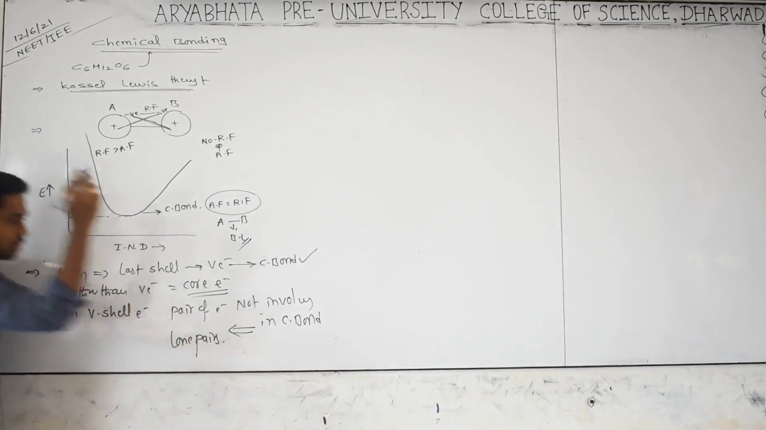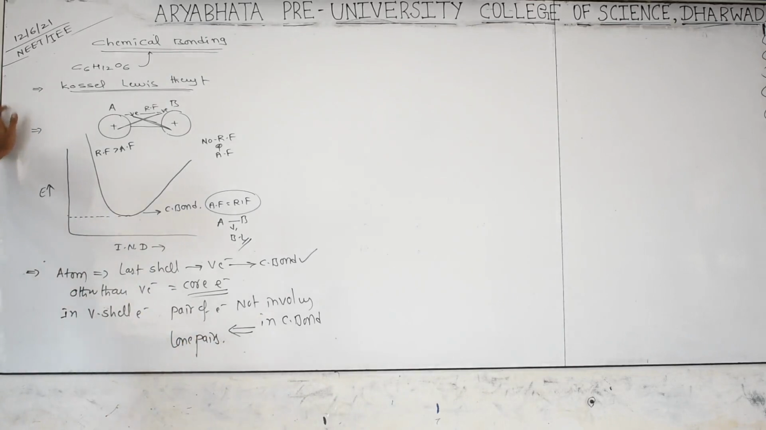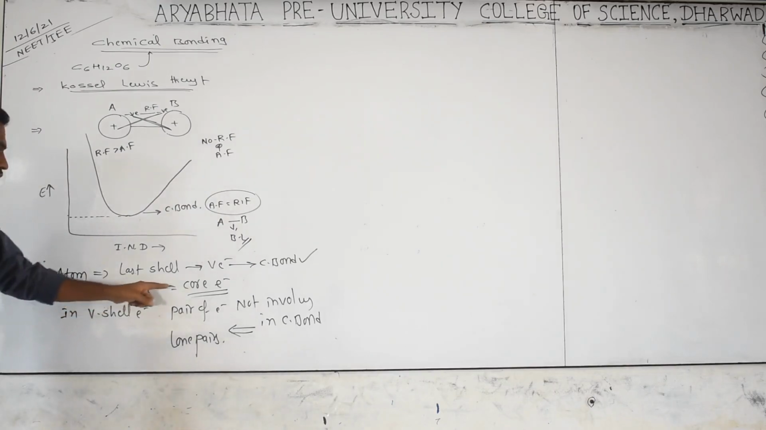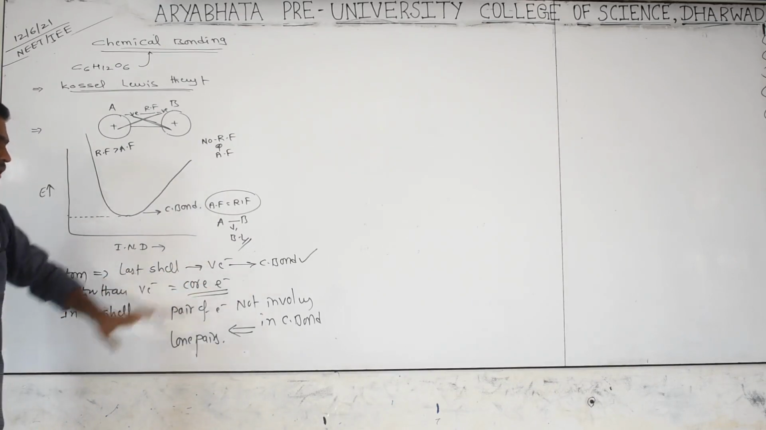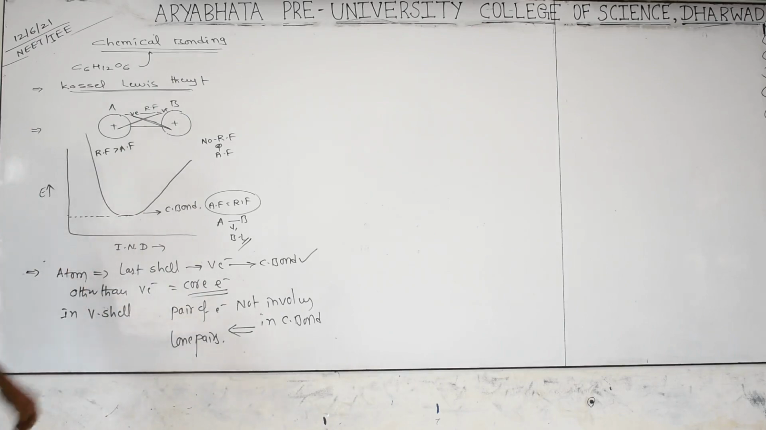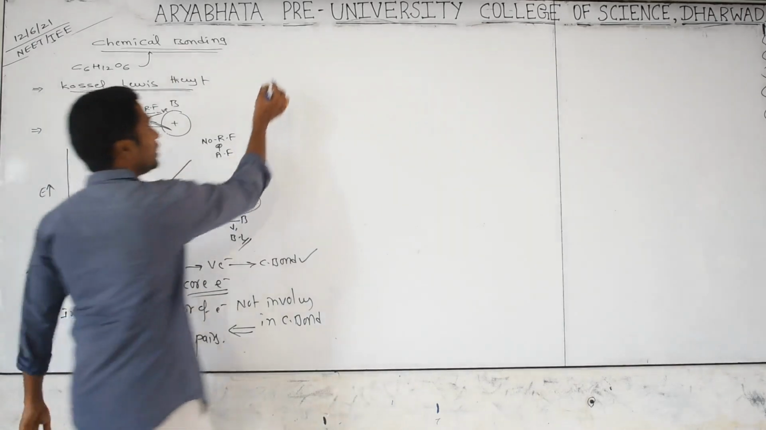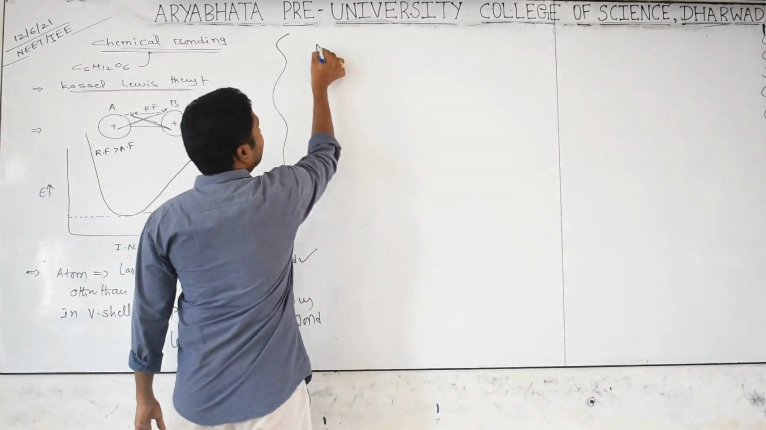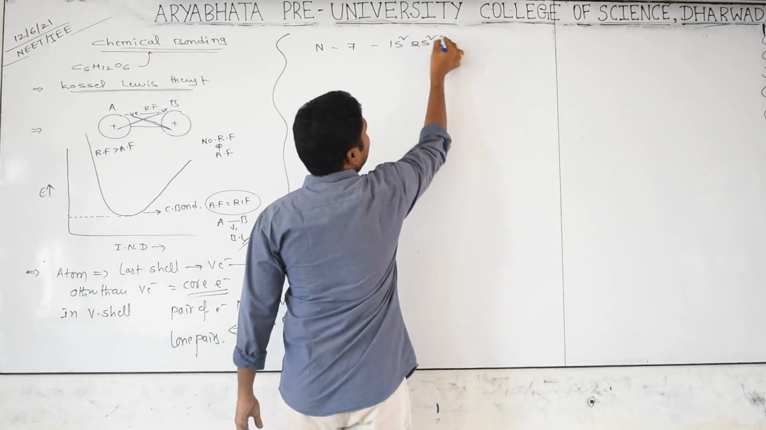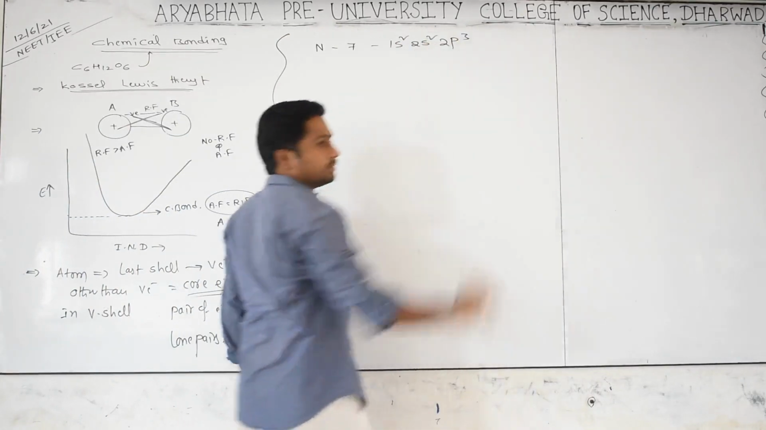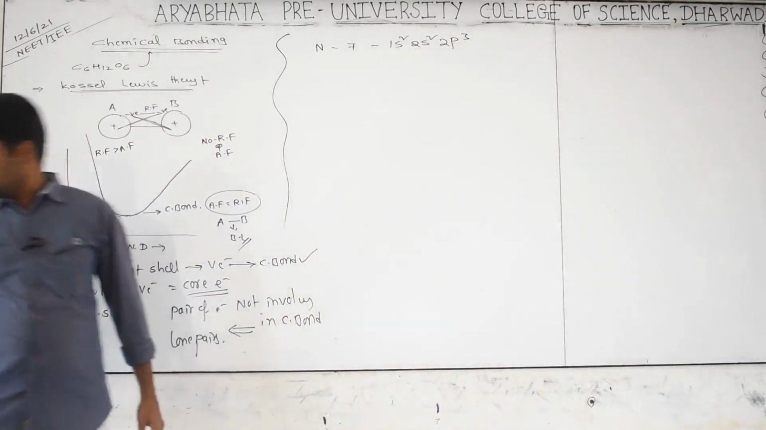Yes, we got 3 points here. In every atom, the electrons in the last shell are called valence electrons. Generally they participate in chemical bonding. Other than valence electrons are called core electrons. Next point, in the valence shell some electron pairs are there that are not involved in chemical bonding. Such pairs are called lone pairs. Just I will tell you one example. If you take nitrogen, atomic number 7, the configuration is 1s2, 2s2 and 2p3.